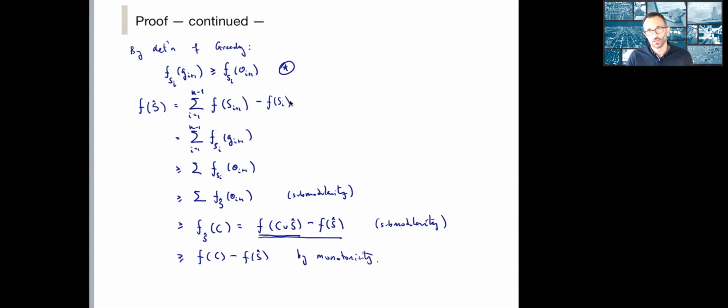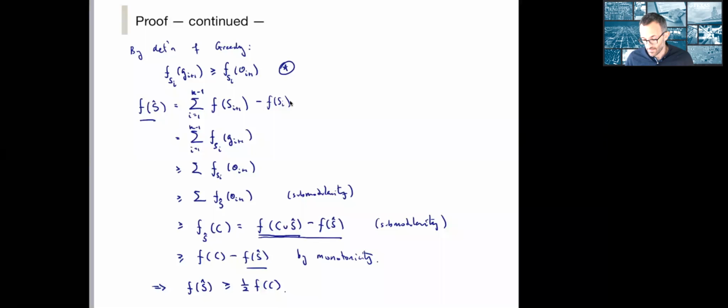But this essentially concludes the theorem, because now I have f of S hat on the left, f of S hat on the right. Moving things over, I get my desired conclusion that f of S hat is at least 1/2 f of C. And we saw from that simple example with two agents and two elements that this is tight for greedy, so we can't do any better.